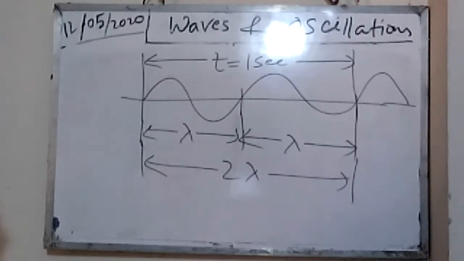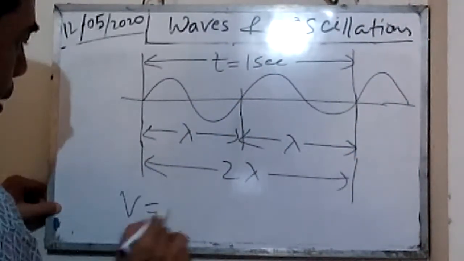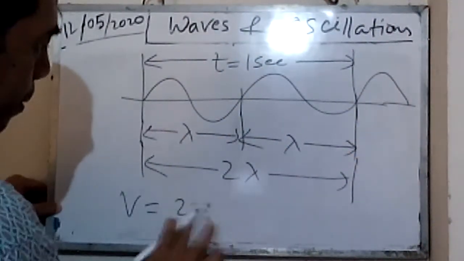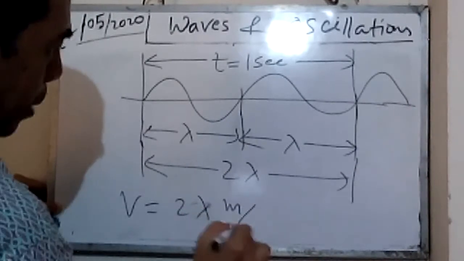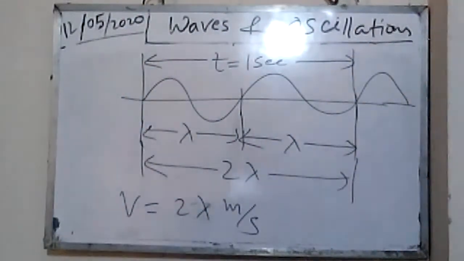So in 1 second the distance you got is 2 lambda. So the velocity of this wave is 2 lambda meter per second. 2 lambda is a distance. Suppose 2 lambda equal to 10 meters, then 10 meter per second. This is the velocity of the wave.